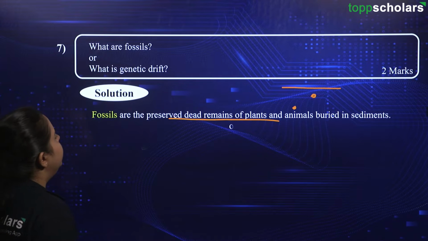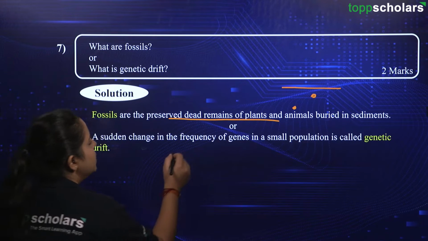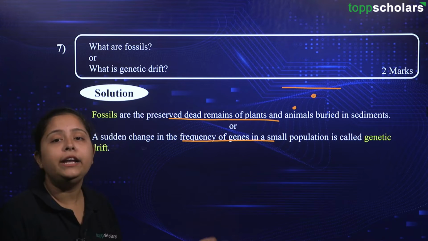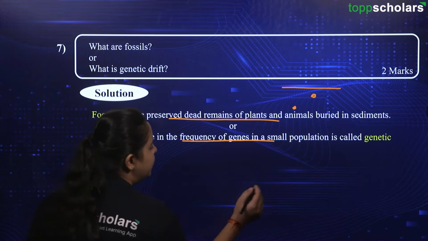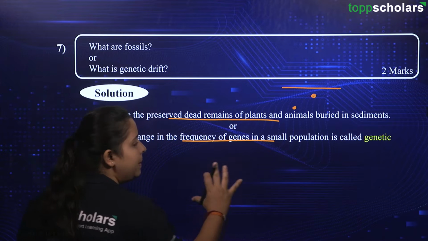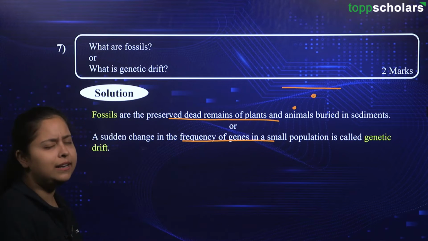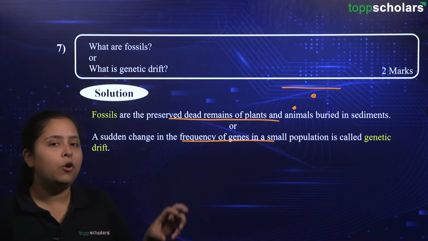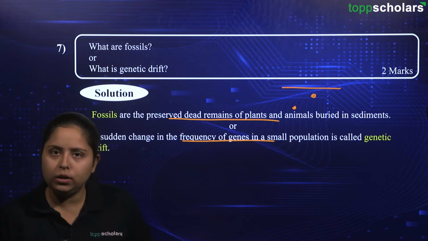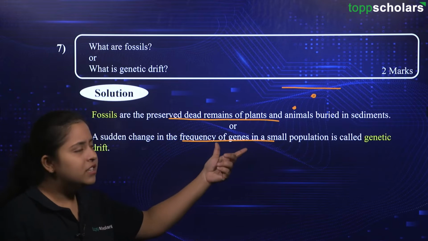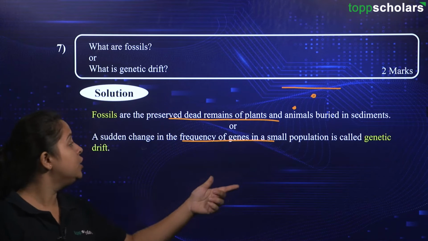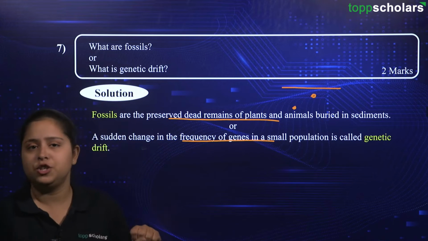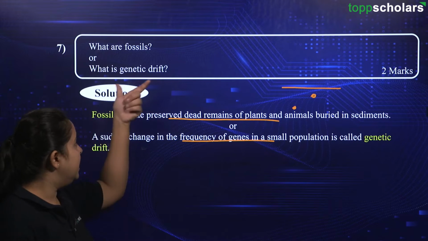Going ahead with the genetic drift. A sudden change in the frequency of genes in a small population is called genetic drift. In your textbook, you are talking about some beetles and then elephant is stepping on some kinds of beetles. Okay, that is a random change. An elephant doesn't decide that, okay, I'll step over here and I'll kill these beetles only. Okay, so it is a sudden change, and because of that sudden change, the frequency of genes in that small population is affected very much. Okay, that is called as genetic drift.